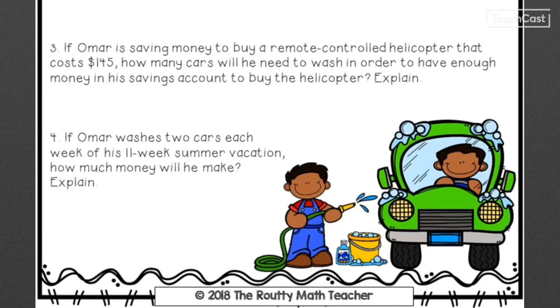If Omar is saving money to buy a remote-controlled helicopter that cost $145, how many cars will he need to wash in order to have enough money in his savings account to buy the helicopter? Explain. Let's start by evaluating what the equation would be and then determining if he has enough money.